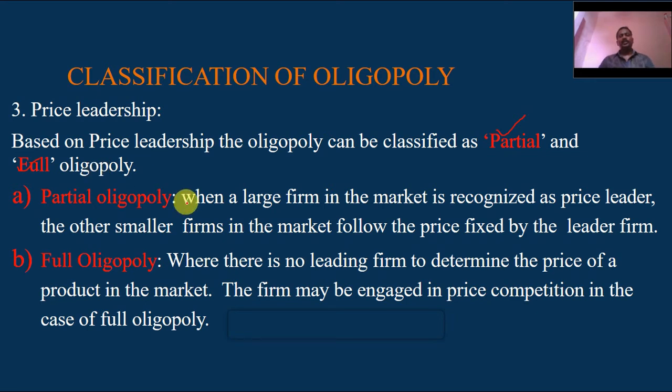Again, on the basis of price leadership, they are classified as partial and full oligopoly. In a partial oligopoly, one firm in the market is recognized as a price leader, and the other firms just follow the price which the dominant firm fixes. So that is a partial oligopoly. Then in a full oligopoly, there is no leading firm to determine the price of the product in the market. So the firms may engage in price competition in the case of full oligopoly.